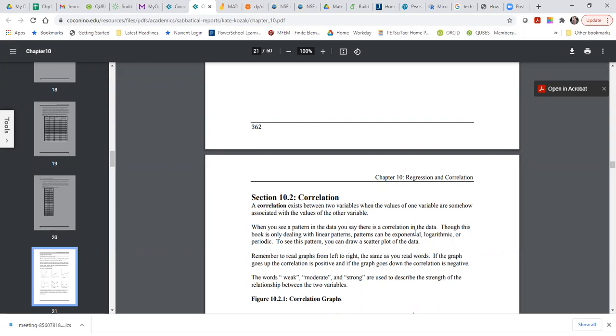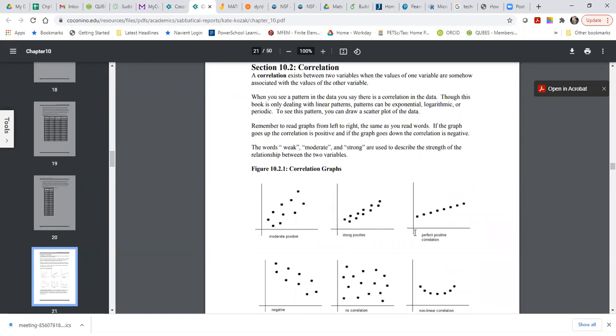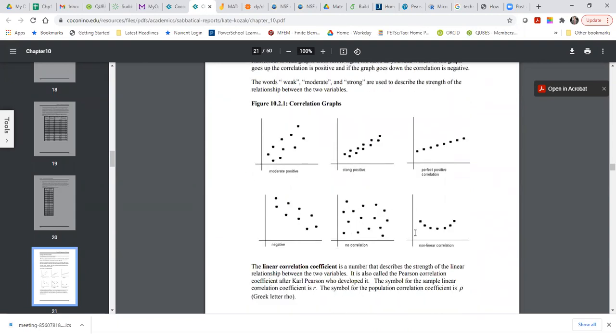And in this case, we have kind of a correlation here. This we call moderate positive correlation. And this is a strong positive correlation. And this is perfect positive correlation, like all of the data is in one line. Okay.